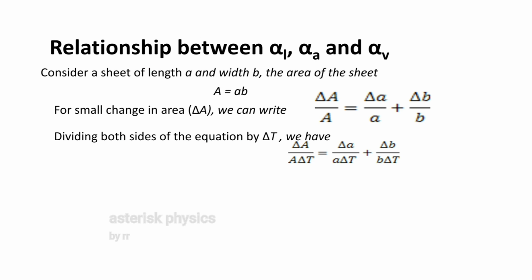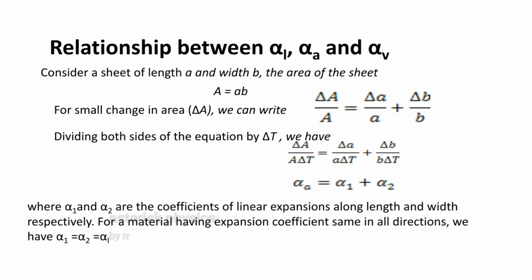Now, what is the term on the left hand side of that equation? That is delta A by A into delta T. By definition, this is the coefficient of area expansion, whereas the other two on the right hand side represent the coefficients of linear expansion. So we have alpha A equals alpha 1 plus alpha 2, where alpha 1 and alpha 2 are the coefficients of linear expansion along the length and width respectively.